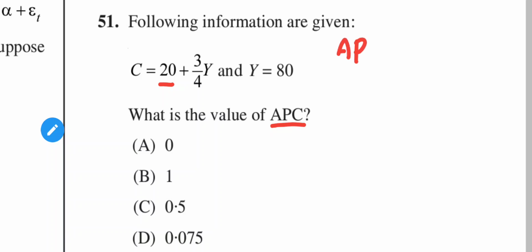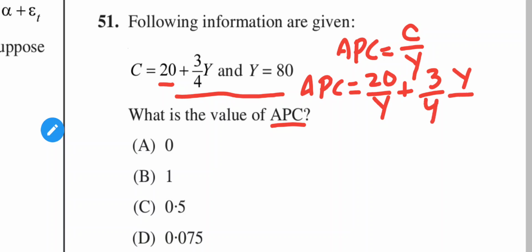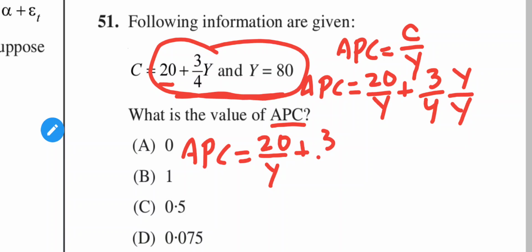Average propensity to consume is simply equal to the total consumption divided by income. Given this consumption function, we divide it by y. So APC will be equal to 20 divided by y plus (3/4 y) upon y. We are dividing this equation by y, so APC will be equal to 20 upon y plus 3 upon 4. Here y and y get cancelled.